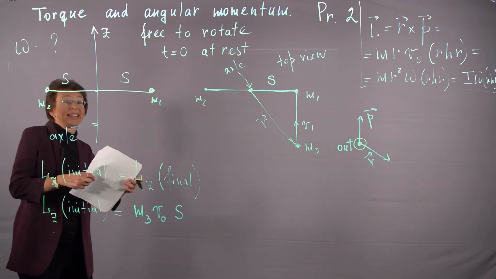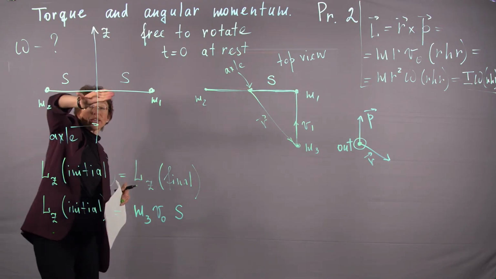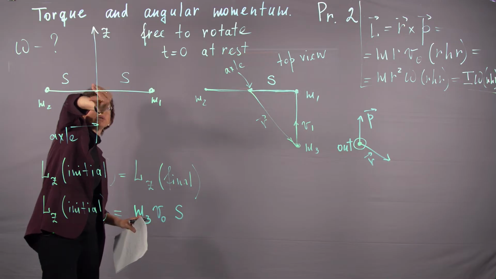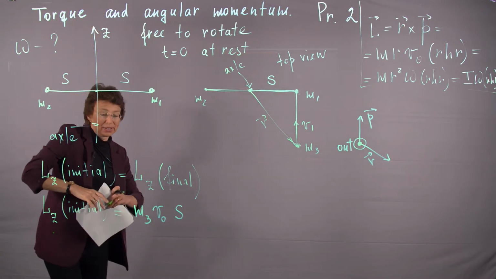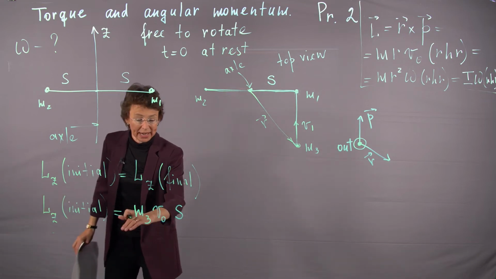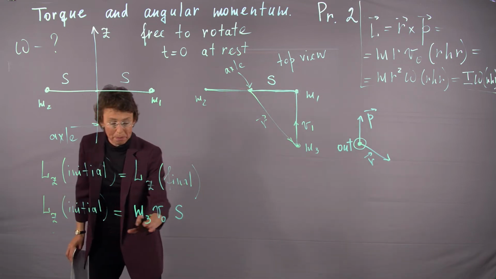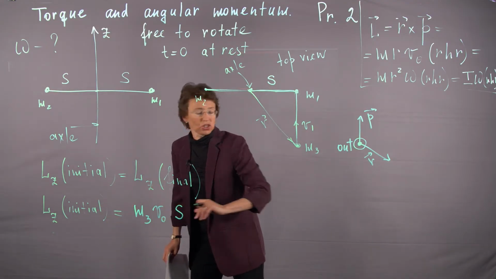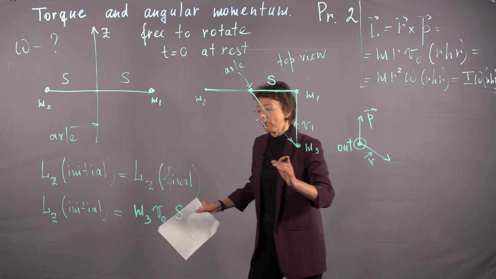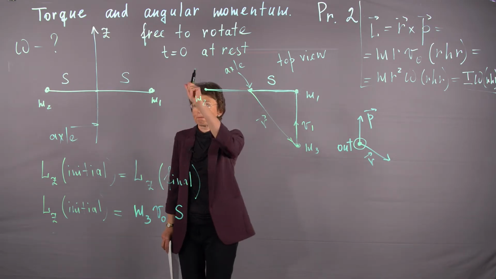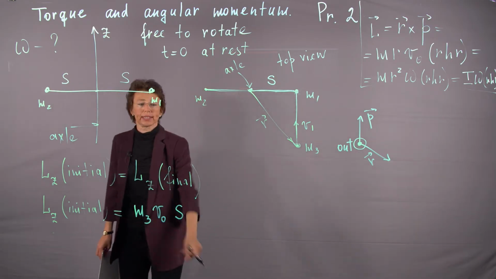In this picture, since it is side view, out means up. So it is up and it is LZ. We are right. It is positive LZ component of angular momentum. Initial angular momentum created by M3 is just M3 V naught S. Great. Everything else is at rest.